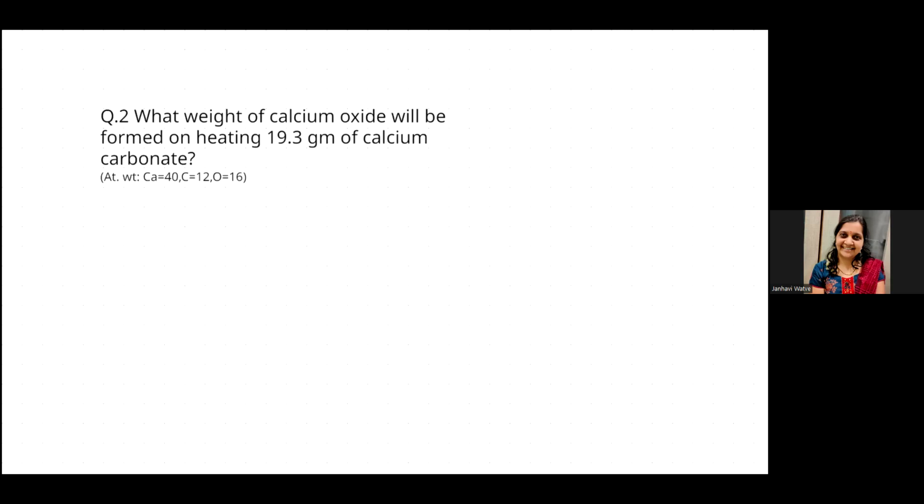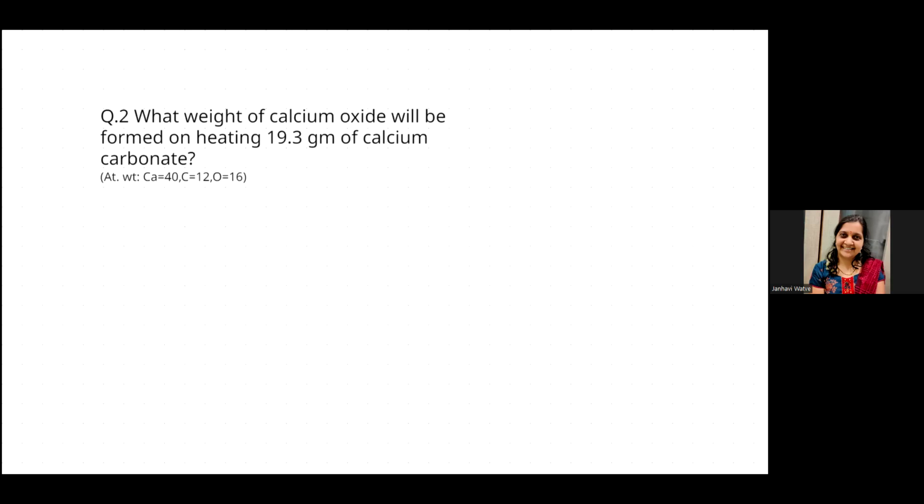One additional thing is they have given you the atomic weights of calcium, carbon, and oxygen. In the previous numerical, there weren't any atomic weights given, but here you are given the atomic weights. Calcium is 40, carbon is 12, and oxygen is 16. So again, solve it in a similar manner.